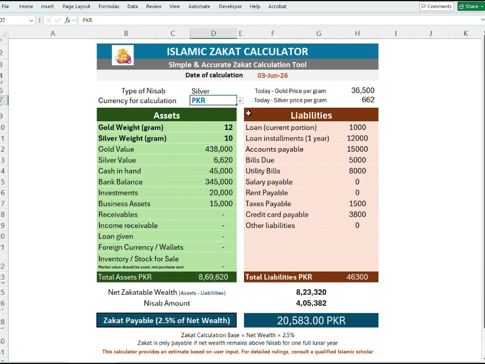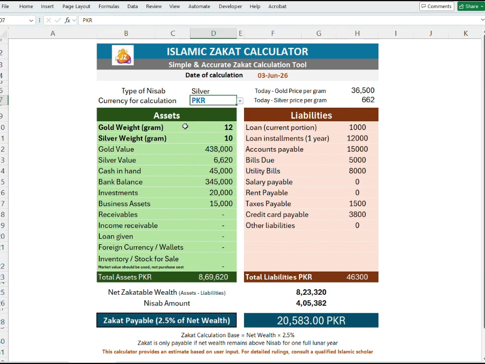Next, we enter the current market prices. This is very important. You should always enter the gold and silver price of the day you are calculating zakat. For example, today gold price is 36,500 per gram and silver price is 662 per gram. If you use another currency, you should convert these prices accordingly or check online rates.